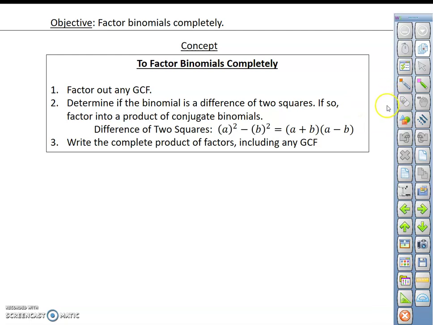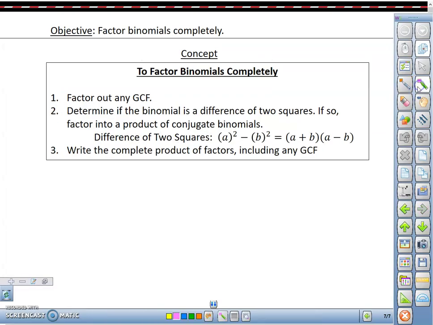Hi there, I am Miss Page, and today I am going to be presenting a lesson on how to factor binomials completely. As when we learned how to factor trinomials, the very first thing we want to do is start by finding any greatest common factor, the GCF, and factor it out first.